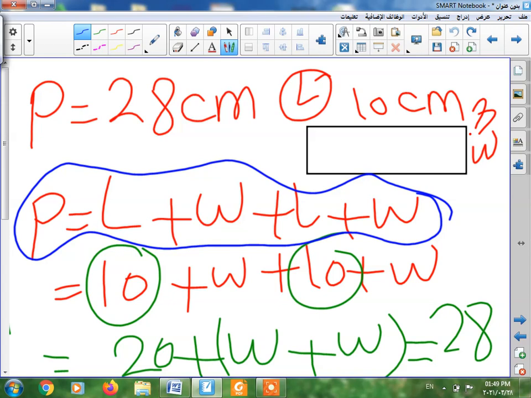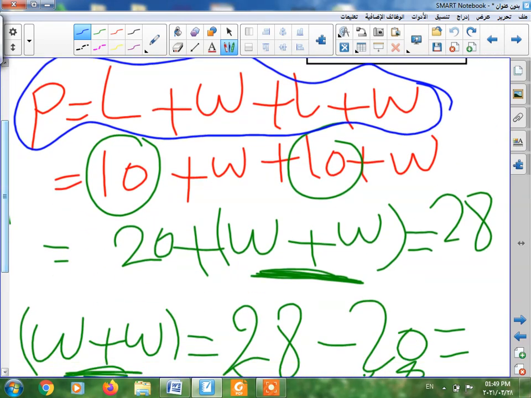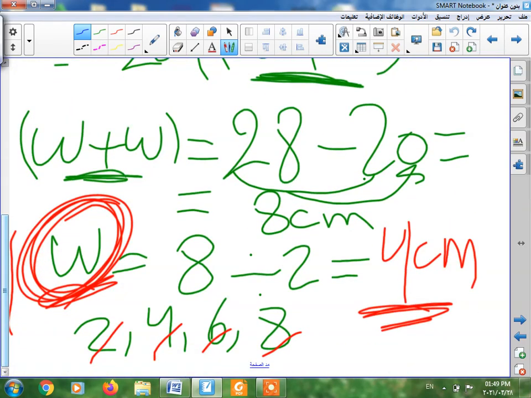10 plus width plus 10 plus width. 10 plus 10 equals 20. 20 plus width equals 28. What is the number? Plus 20 equals 28. We get it by subtracting: the perimeter of the rectangle minus the sum of the lengths equals 8. The two widths equal 8. Then one width equals 8 divided by 2, which equals 4.